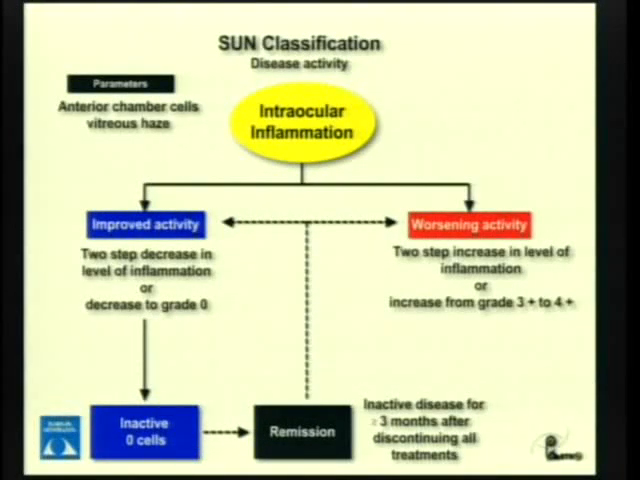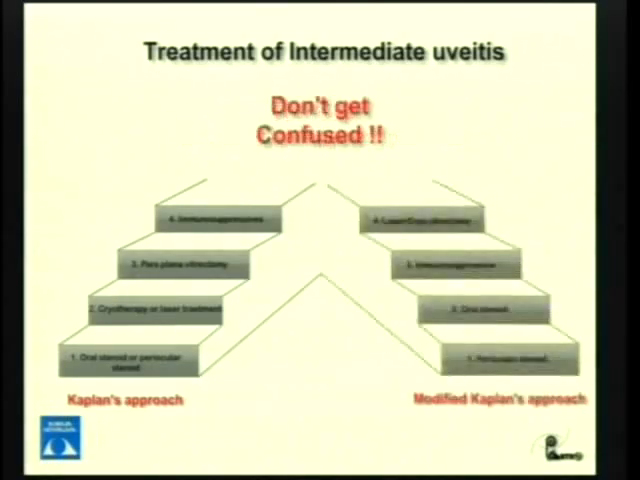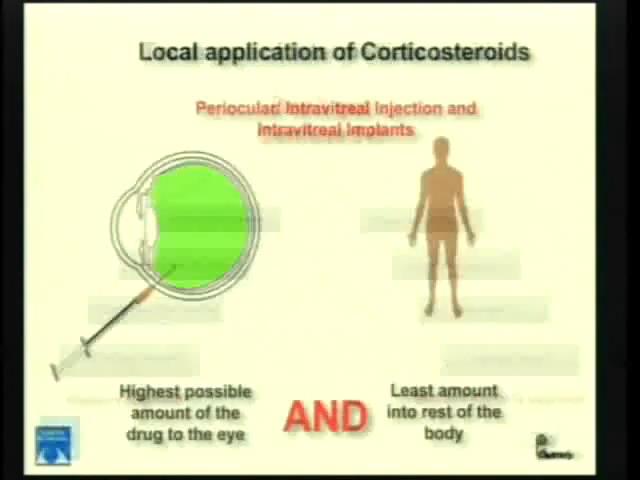Now, the SUN classification has some parameters, like what is improved activity and what is worsening activity, like a 2-step increase and a 2-step decrease. So the treatment of intermediate uveitis is actually a step-ladder pattern protocol. Don't confuse the Kaplan approach and the modified Kaplan approach. The modified Kaplan approach is the treatment strategy which we are using: first we treat with periocular steroid, then move to oral steroid, then immunosuppressives, and laser and cryotherapy.